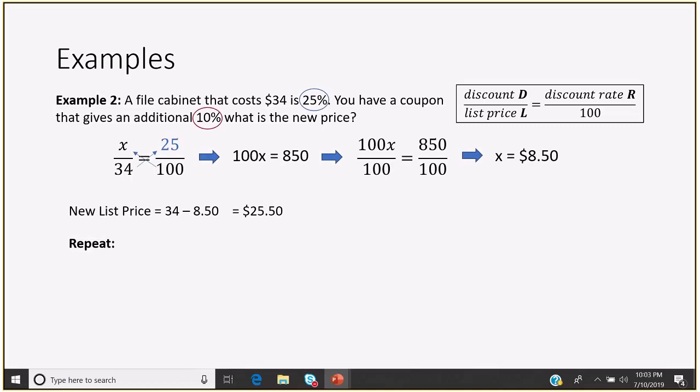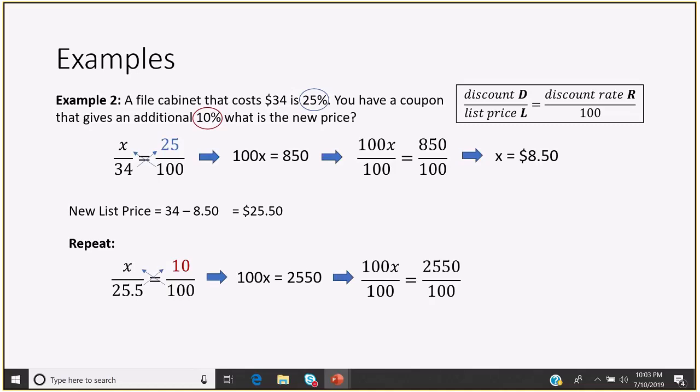And now I repeat, I'm going to find what it is 10% of that now discounted list price. So now I kind of have to update my proportion. And so my new list price is 25.5, so that's going to be on the bottom left. And then my 10% discount is going to go on the top right. So I cross multiply, I get 100x is equal to 2550. I divide by 100 and I get 2.55. And now I'm going to subtract that from the new list price again. So I will get 22.95.